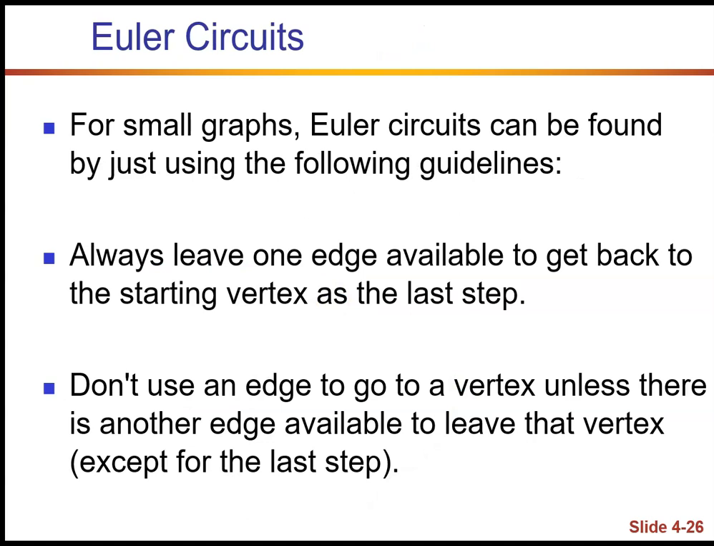So again, a little bit more information here. For small graphs, Euler circuits can be found by just using these following guidelines. Okay, so we're going to come up with some rules and guidelines that will help us determine these paths and circuits. Always leave one edge available to get back to the starting vertex as the last step. So again, this is a circuit. The starting and the ending point are the same. Don't use an edge to go to a vertex unless there's another edge available to leave it, except for the last step. So again, if you have to go to a vertex, you got to be able to exit that vertex too.